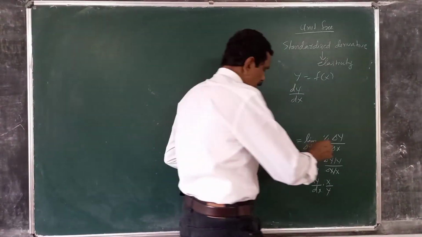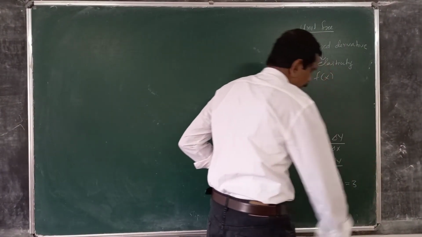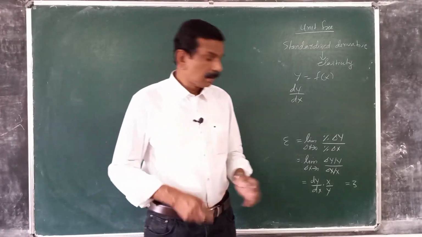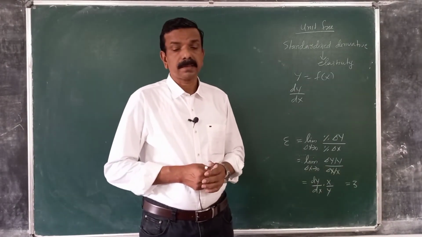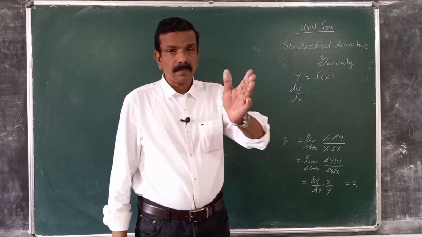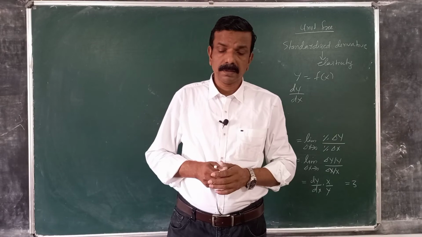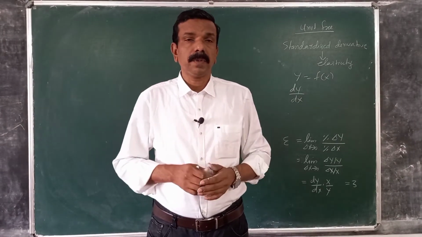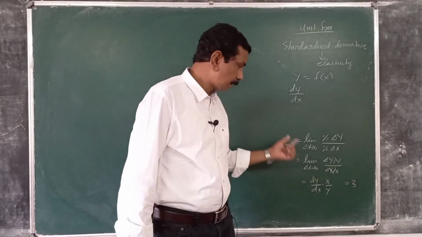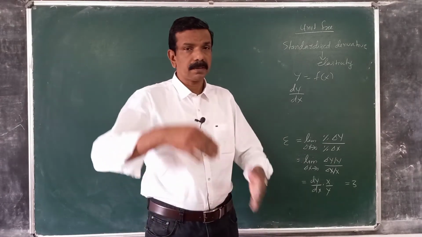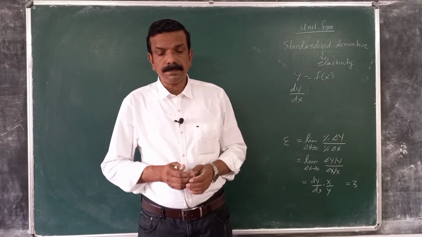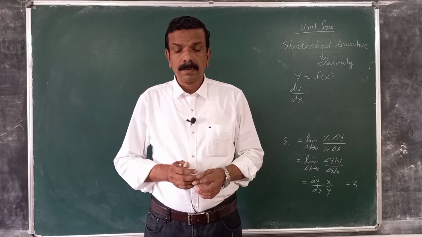If epsilon is equal to, say, 3, then it means that a 1% increase in x causes a 3% increase in y, or a 1% decrease in x causes a 3% decrease in y, like that. Epsilon is the notation for elasticity of y with respect to x, and this is it. Remember this.